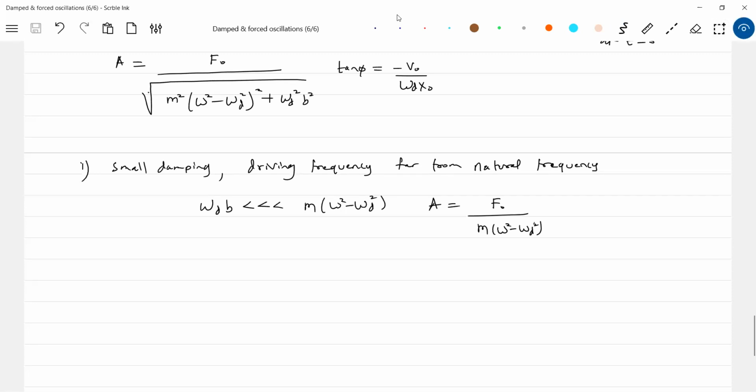Now, what is the meaning of this small damping? Driving frequency far from natural frequency. So what is the meaning of this? When this condition arises, they say small damping. There'll be some damping, or don't say there's no damping. There'll be some damping. So sir, can you explain this in terms of a swing?